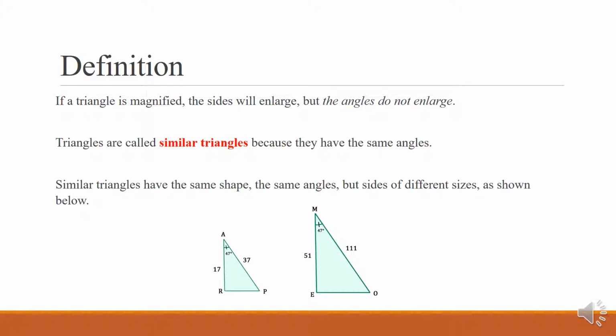Now, the next thing we need to talk about that has to do with ratios and proportions is similar triangles. If you take a triangle and you magnify it, so just imagine like you're kind of zooming in or stretching it out, the sides will enlarge, but the angles of that triangle do not enlarge. These triangles are called similar triangles because they have the same exact angles. Similar triangles will have the same shape and the same angles, but the sides will have different sizes as shown below. So you can see here we have 2 triangles that have the exact same angle, 47 degrees, but the sides have different lengths.